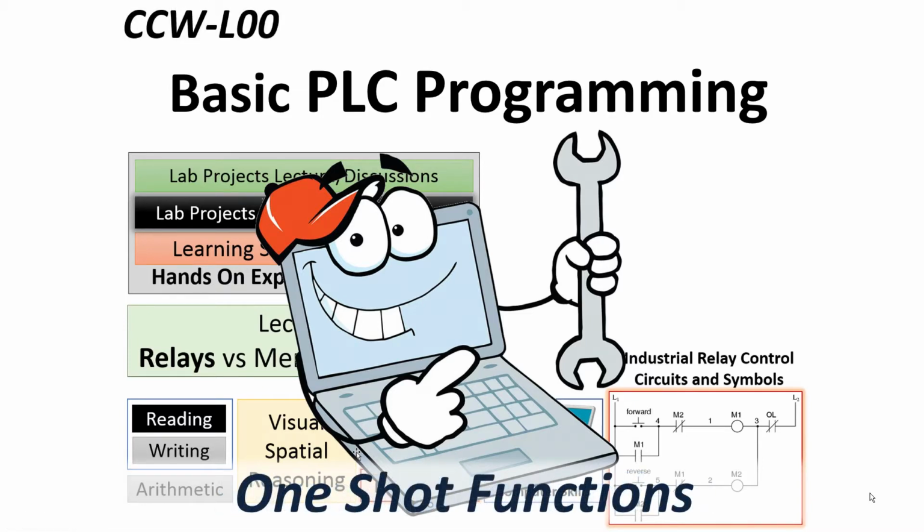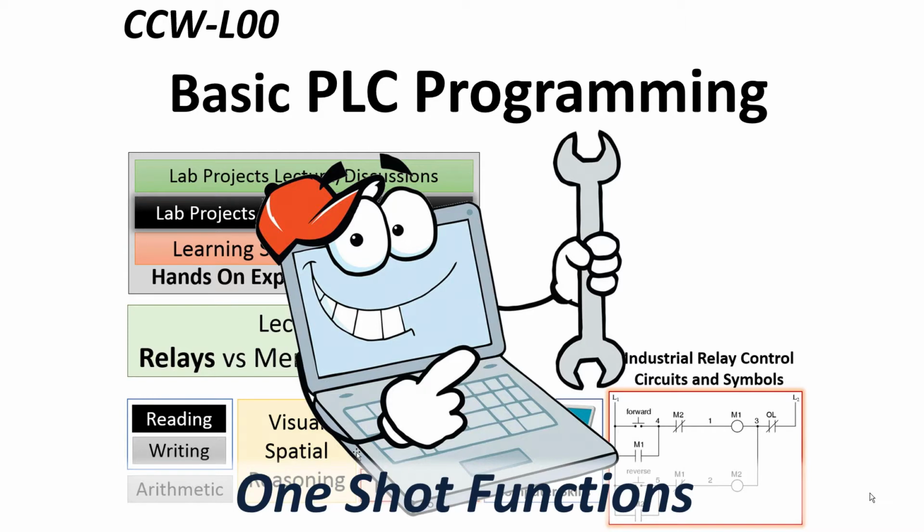One-shot functions. This presentation is going to discuss the lab project M13 in part 1 of the CCW Manual for Micro 800. One-shot functions are very interesting. CCW has 6 instructions that revolve around one shot. The basic idea of a one shot is that you want to be able to make a decision based on something within one program scan.